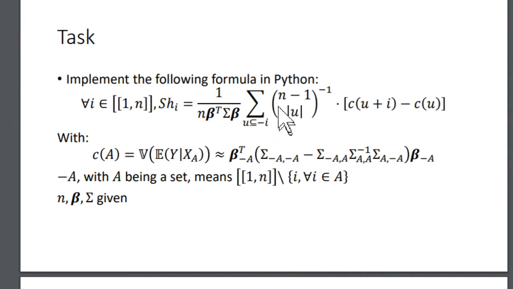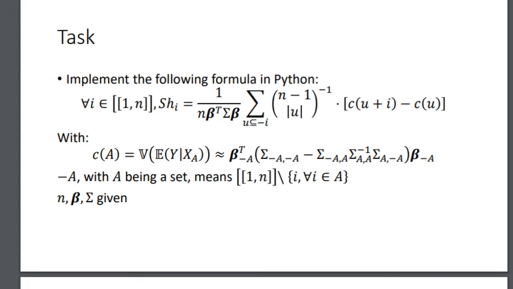Here we have a binomial value. No, how is it called? Binomial coefficient. With on the top n minus 1, so the number of dimensions minus 1, and the length of the set u, so it's just the number of elements. All of this to the power minus 1, so we're dividing by that. Shouldn't be too hard either.